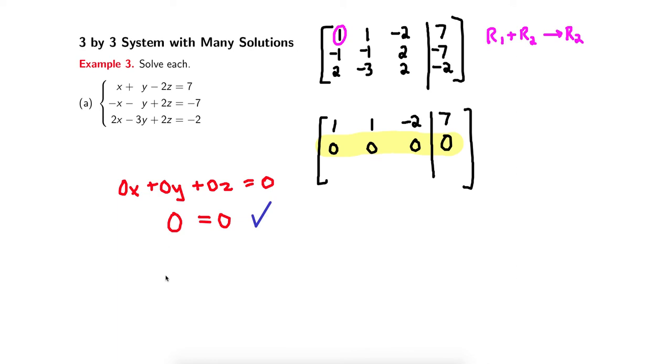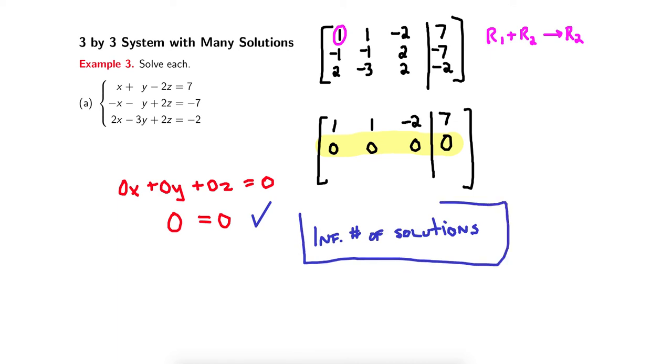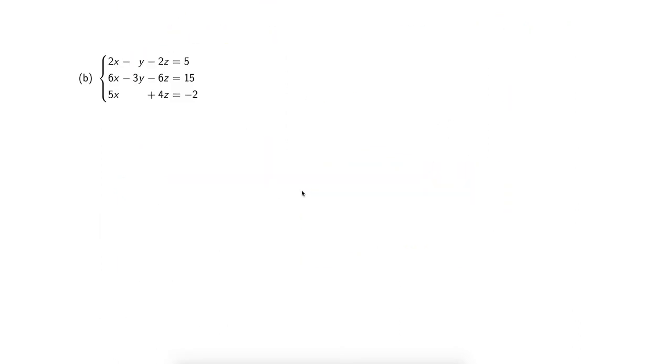When we have a true statement in algebra, when our variables are gone and we're left with a true statement, that means we have an infinite number of solutions. In other words, the first row's plane and the second row's plane are the exact same plane. So any point that's on the first plane will automatically be on the second. For instance, if x is 1 and y is 0, that makes z -3, and that's also on the second one. So, an infinite number of solutions. Again, when our variables go away and we're left with either a true or false statement. All right, last example, part B.